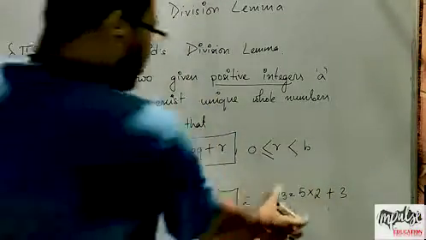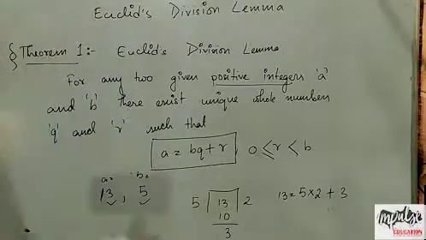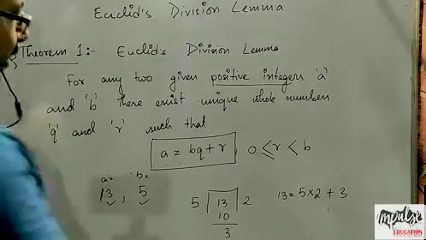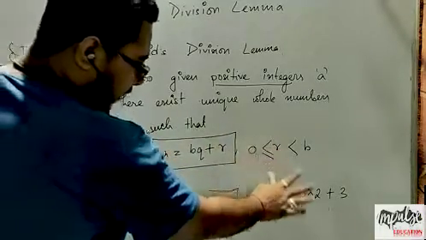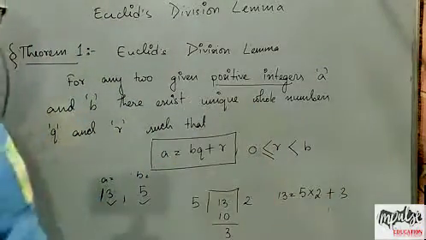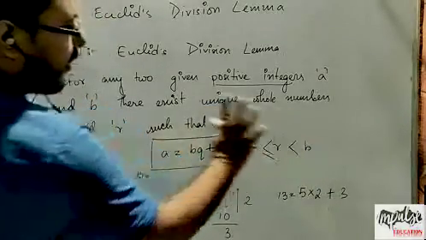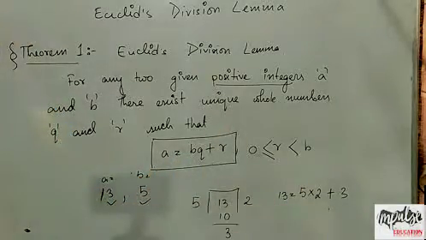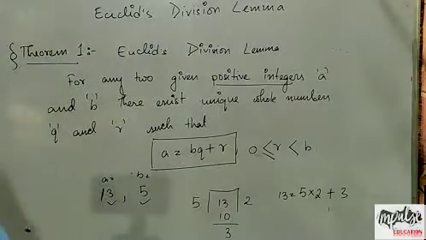This is what the Euclid's division lemma says. If you have any two positive integers, you can write it in the form a = bq + r, where r is the remainder. r can be equal to 0, or it can be greater than 0, but it cannot be equal to the term b. Here it is mentioned as b, but in general b is the divisor. That we will be discussing later.